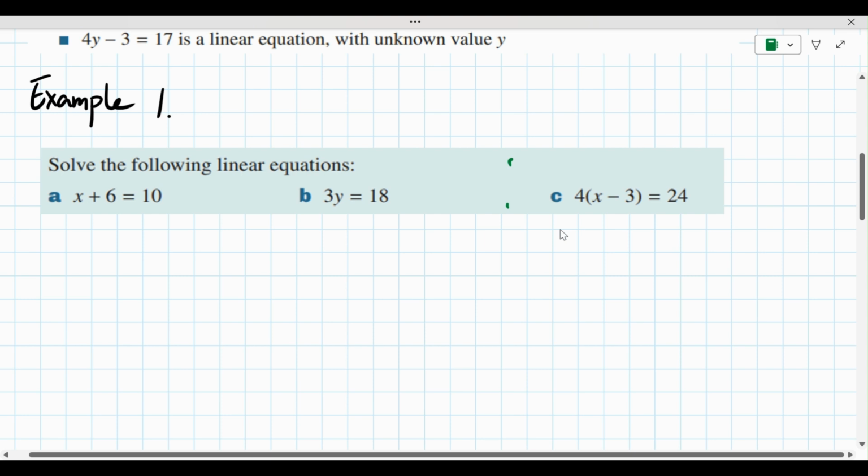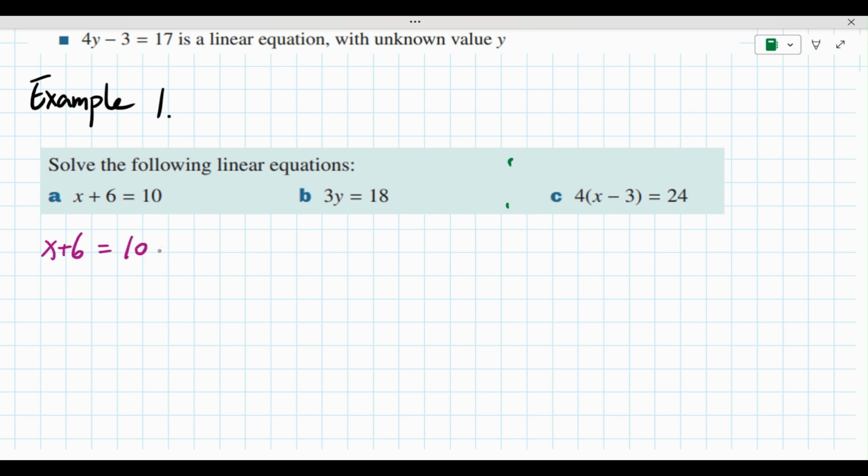Here are some examples we can do together. First, x plus 6 equals 10. So the number plus 6 equals 10. First thing, we could do both sides minus 6. Why are we doing that? Because I don't want the numbers on the left hand side. I just want the x on the left hand side, and the rest of the numbers on the other side. So that's what I'm doing.